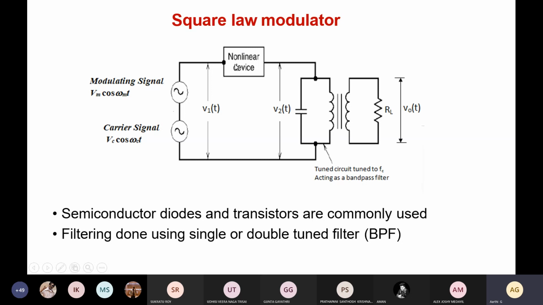We are going to take the nonlinear property of the diode and feed V1 of t. Based on the nonlinear property of the diode, we are going to apply an equation and obtain V2 of t. Then pass it on to the bandpass filter, which filters out the undesired components. We can use either single or double tuning to get better filtering.